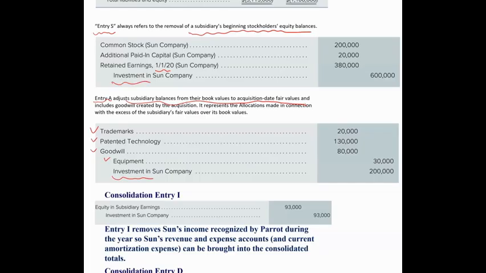Okay, so we have the investment account on the credit side in both entries. So entry S actually removes the book value of the investment account, and then entry A is to remove this difference between fair value and book value.